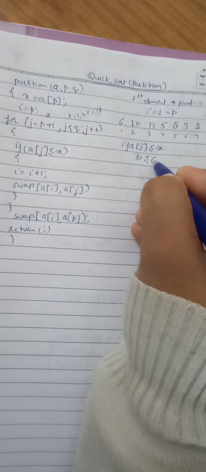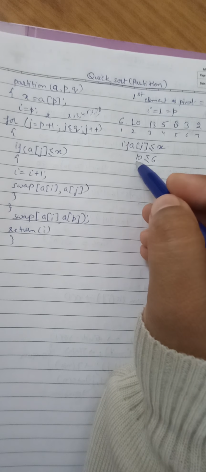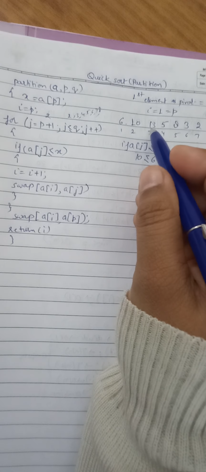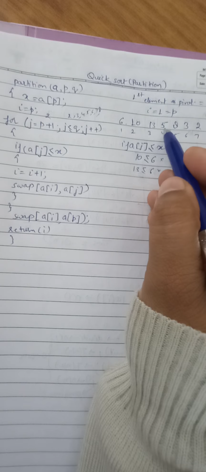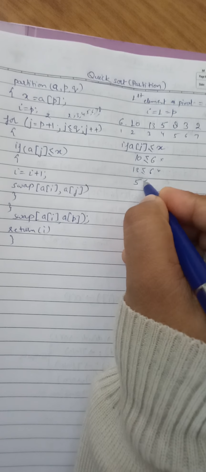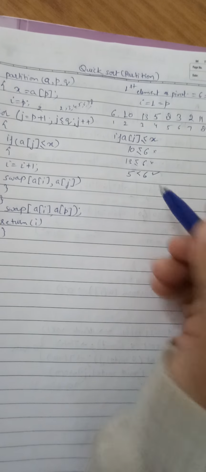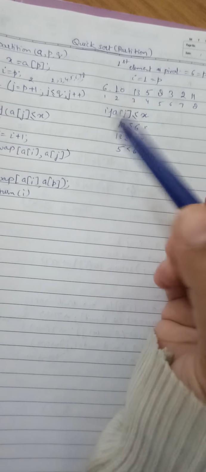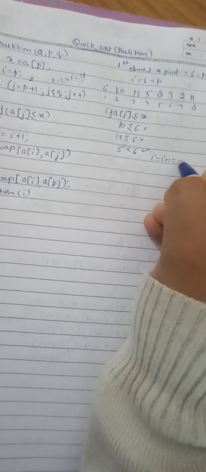So is 10 less than 6? No. Then the next one, is 13 less than or equal to 6? No. After that, 5. Is 5 less than 6? Yes, that is correct. So now what will we do? If it is less than X, then we increment I. Initially I is 1, so now it will be 2. I plus 1 is 2.